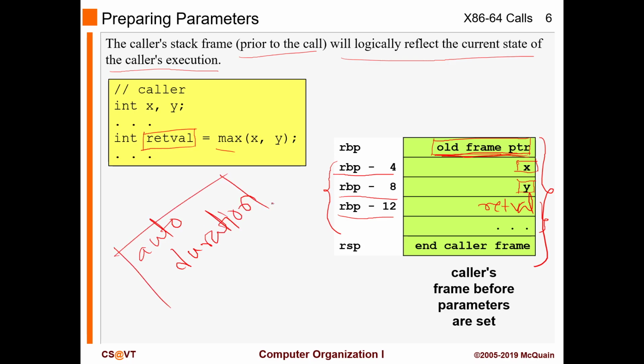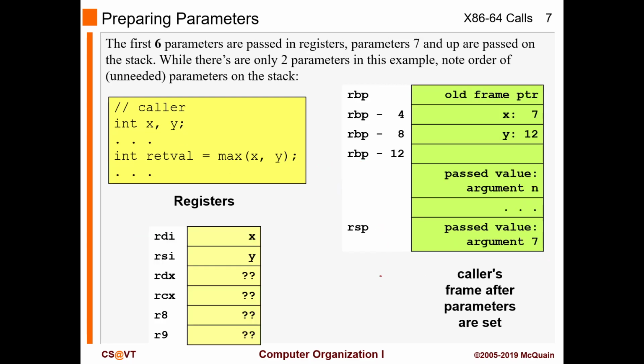Now everything is coming together, right? So first things first, this is what the stack looked like before the call. We have the local variables in our stack, and we have the RSP, which is pointing to the end of the frame. Then after we make the call, there are going to be some changes.